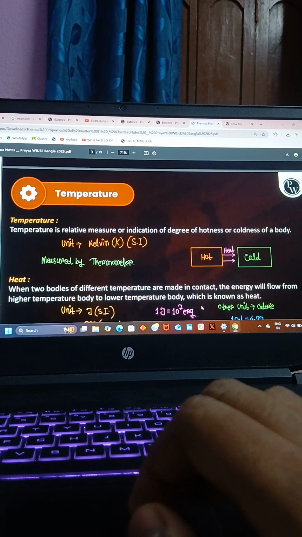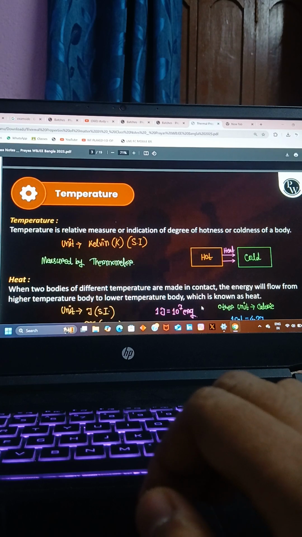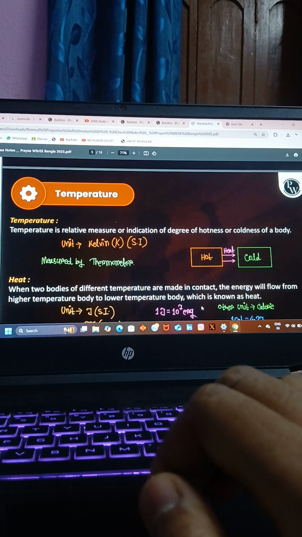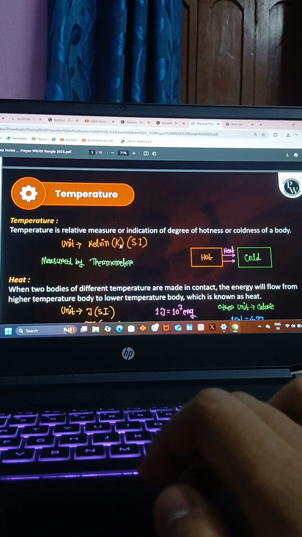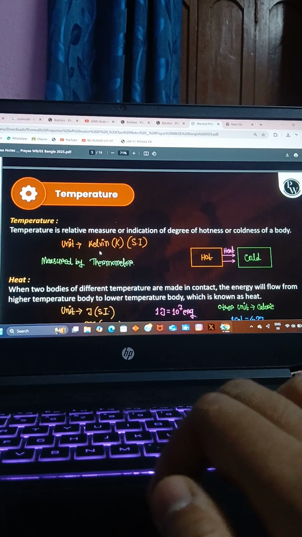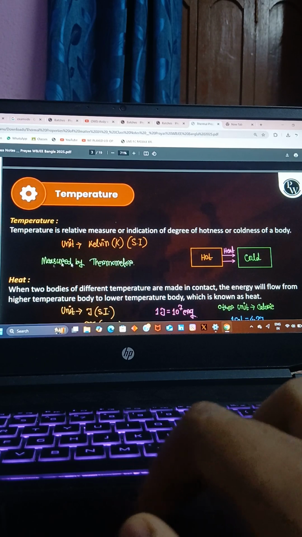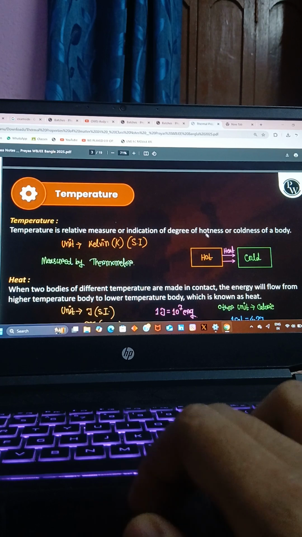Move to the first point, temperature. Temperature is a relative measure or indication of the degree of hotness or coldness of a body. The unit of temperature is Kelvin and it is measured by a thermometer, that we also know.